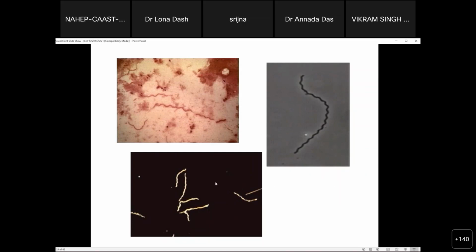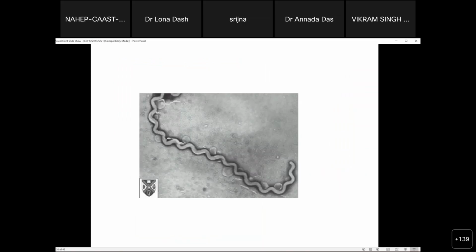There are immunofluorescent stains whereby they appear as bright color structures. However, especially in the DGI or the dark ground illumination microscopy, they can be mistaken, and artifacts can also mimic this, so it has to be studied with proper technical expertise. This is the scanning electron microscopy, which is not done in the routine laboratories.